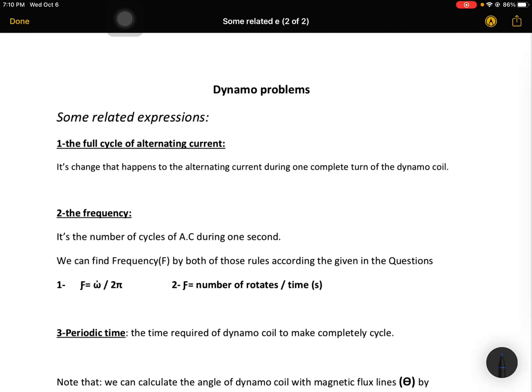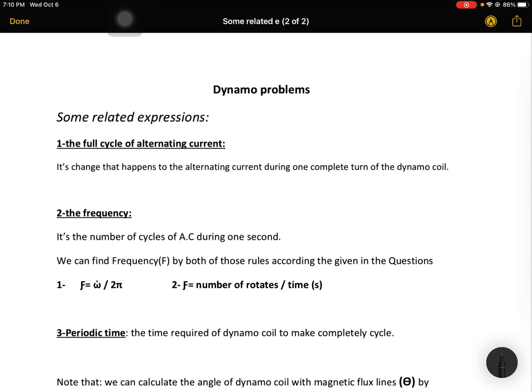Hello everyone. In this video, we're going to talk about the dynamo and how we can deal with it, how we can find the electromotive force which is generated from it, and the meaning of some related expressions such as the full cycle of alternating current, the frequency, the periodic time, and the effective EMF. So let's get started.